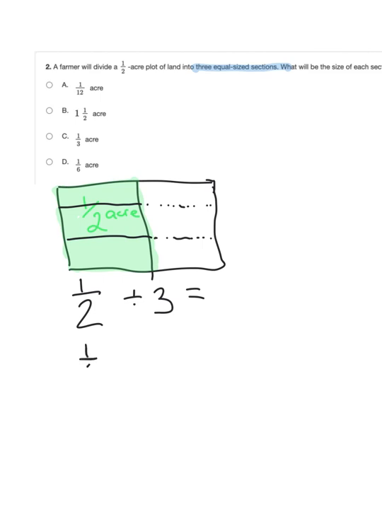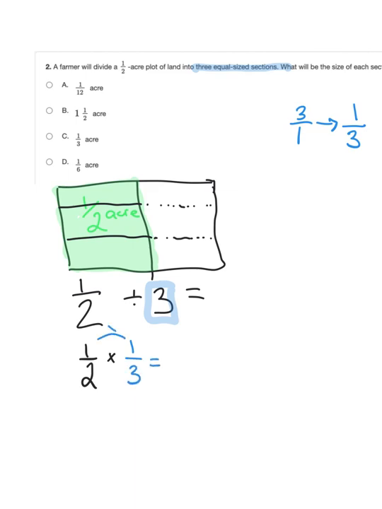Our first number is going to stay the same. 1/2 will stay the same. Our division sign switches to a multiplication sign. I'm going to multiply by the reciprocal. I need to figure out the reciprocal or the opposite of 3. So remember, the reciprocal is when the top becomes the bottom and the bottom becomes the top. So the reciprocal of 3/1 is 1/3.